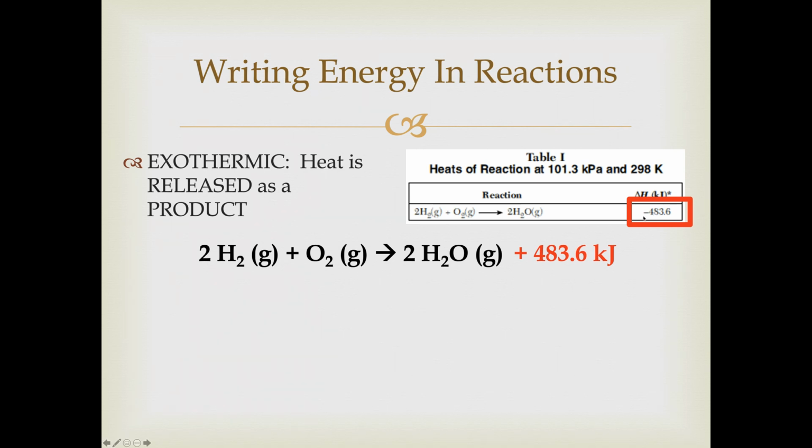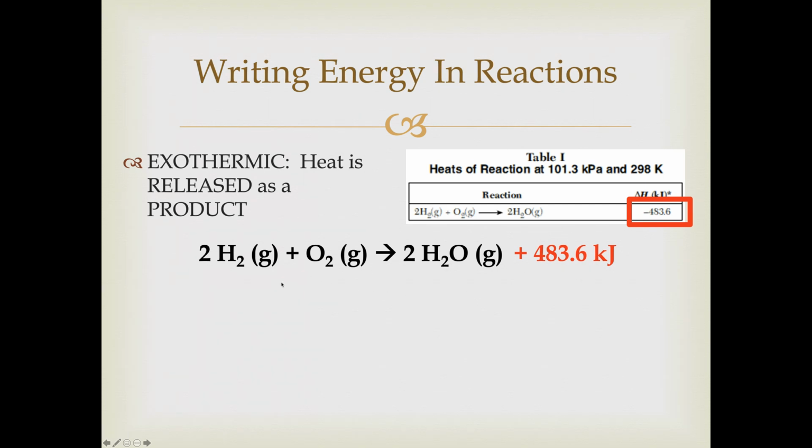Wait, it says negative here. How come you made it positive here? I didn't. Delta H is change in heat. The negative sign indicates that the change is negative. It's kind of like if I walk out of my house with $60 in my pocket and I come home with $40 in my pocket. My change in money is negative $20. I lost $20. Now, I didn't give away a negative $20 bill. It's that the change in money was negative 20 because I now have 20 less than I had when I started. So these reactants here had a certain amount of energy.